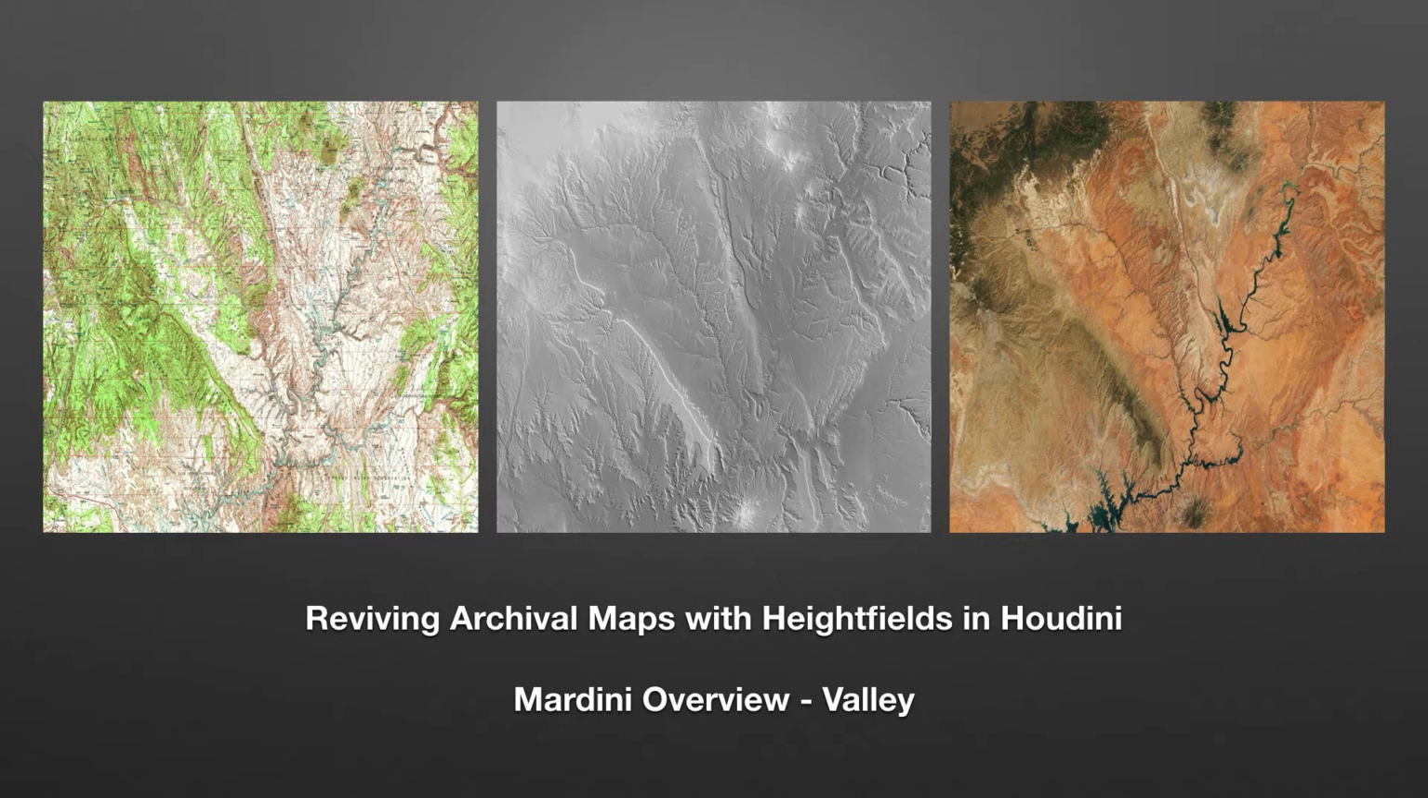All right, here we are. So we're going to be talking about reviving archival maps with the Heightfield tools inside of Houdini. And it's going to be an overview of my Mardini entry for Valley. So on the left here, we have an archival map of the Glen Canyon area, Lake Powell, the Colorado River. In the center, we have a height map of that area. And then on the right, we have a satellite image. And we're going to be taking all three of these and combining them into a compelling environment. So let's go ahead and watch my Mardini entry for Valley and see what I did with these three maps.